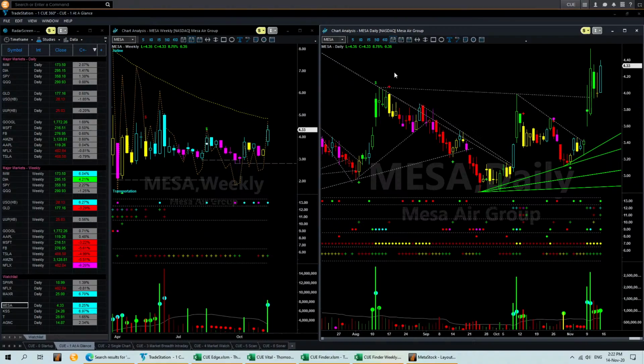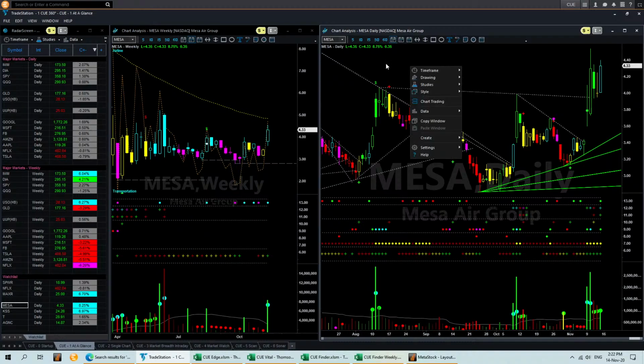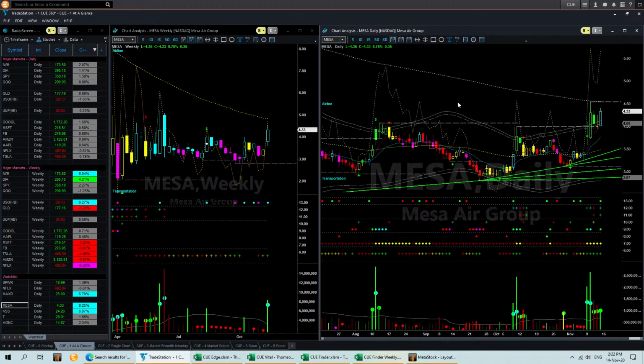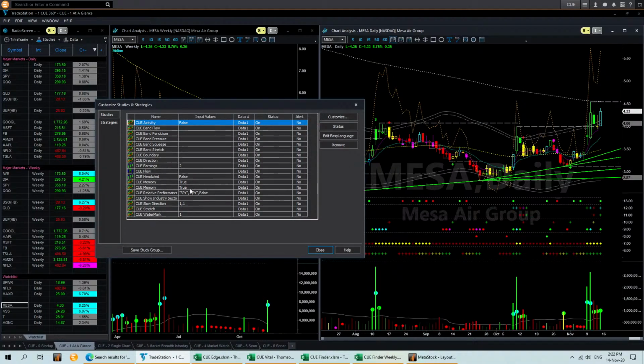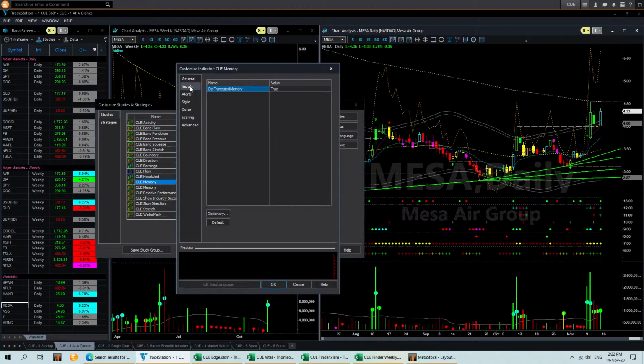This is a daily chart, and if I go back to the usual daily entry chart, that has the memory trend lines here. That is coming from an indicator. If I go to studies, edit studies, there is a Q memory that has an input, delete truncated memory or not. Here it is deleting truncated memory.